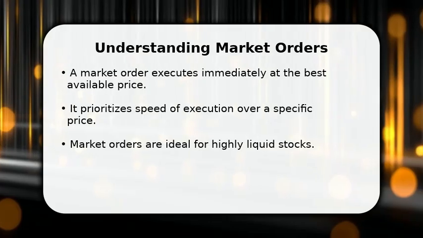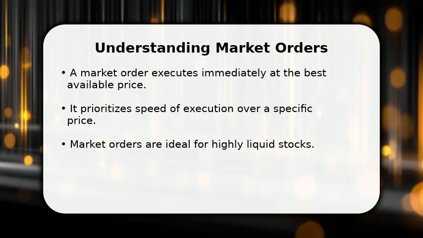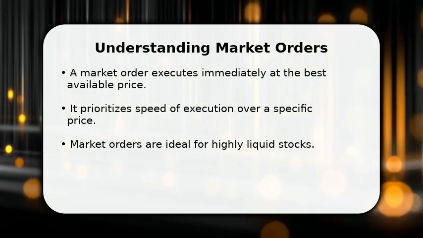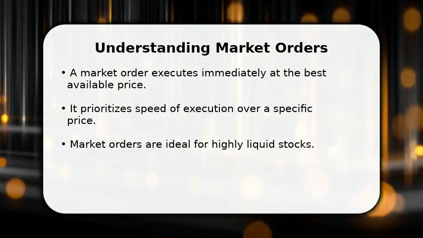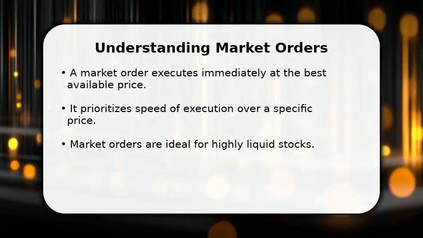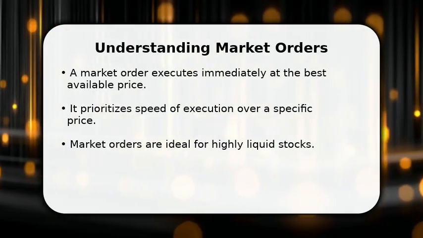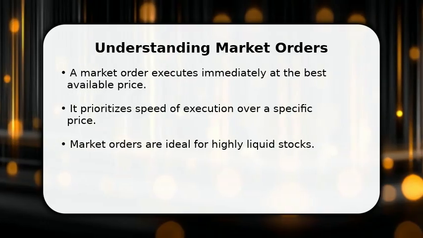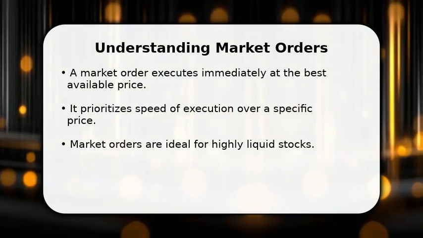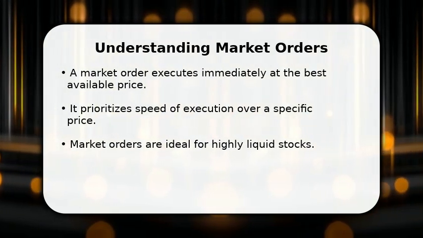In this video, I will explain how to use market orders on Robinhood. A market order is a directive to buy or sell a security immediately at the best available current price. This means speed of execution is prioritized over achieving a specific price point. It's a straightforward way to trade, especially for highly liquid assets. However, it's crucial to understand that the final execution price might differ slightly from what you see displayed, particularly in fast-moving markets. We will cover how to place one and when it is most appropriate.